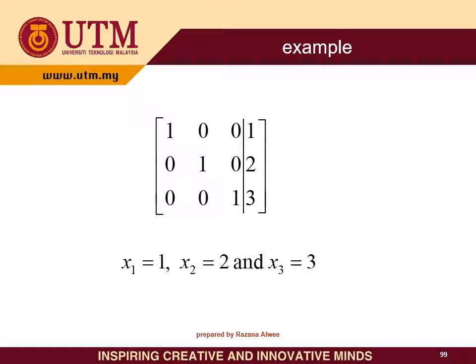Now, as you can see, this one is x1, this one is x2, this one is x3. So we convert it, x1 is equal to 1, x2 here is equal to 2, x3 here is equal to 3. So we don't need to do any back substitution. We already got the answer.